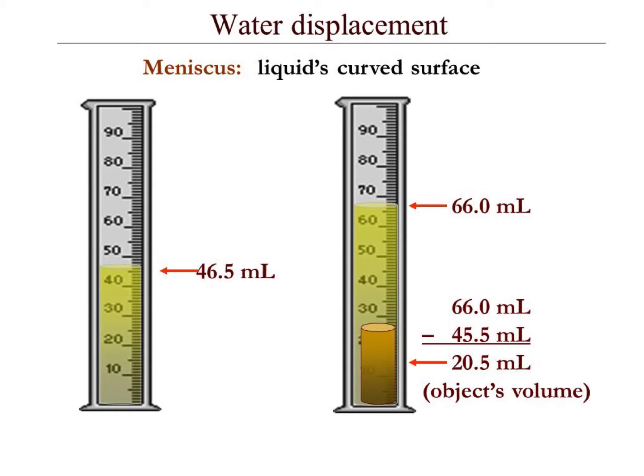Now, if you look at your monitor right now, here you have your graduated cylinder. Before you added the quartz, you have it at 46.5 milliliters, and then after you added the quartz, the water displacement is at 66 milliliters. Now the volume of the quartz is 20.5 milliliters.